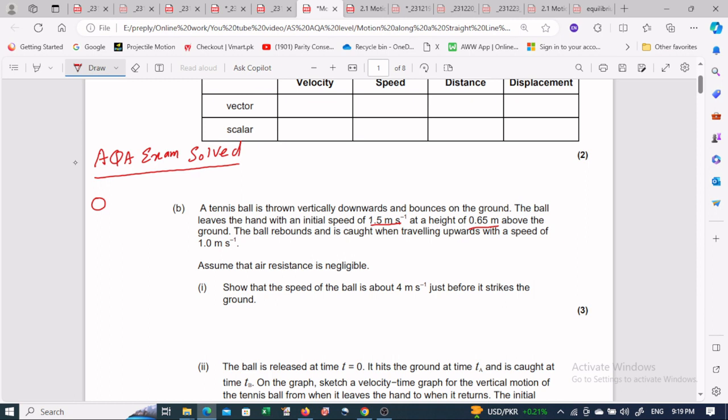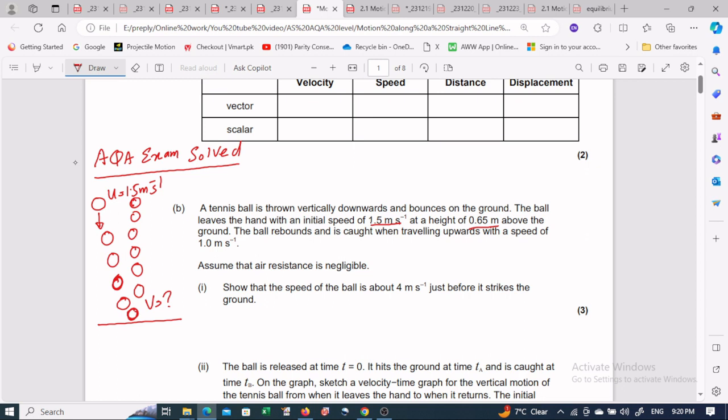For example, here is a tennis ball and we throw the tennis ball with the initial speed of 1.5 meter per second, and this ball goes down and its speed increases. As we know, when the ball goes down, its speed increases before striking the ground. We have to find the ball speed. And this ball bounces back and it reaches the same height.